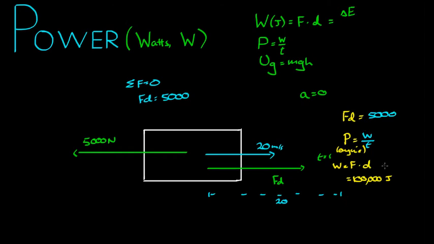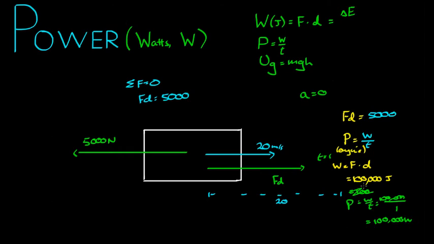And since power is equal to work over time, we're already looking at the 1 second. It's moved 20 meters in 1 second. Therefore, power is equal to work over time. That's 100,000 divided by 1, which is also 100,000 watts. That is the power of the engine.